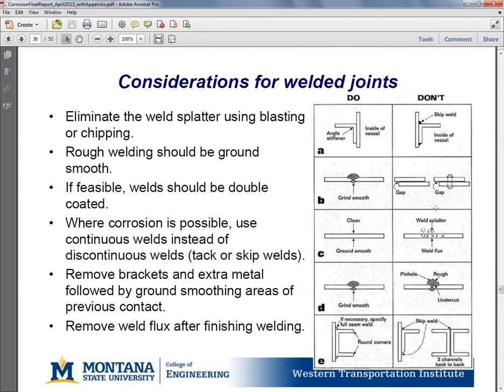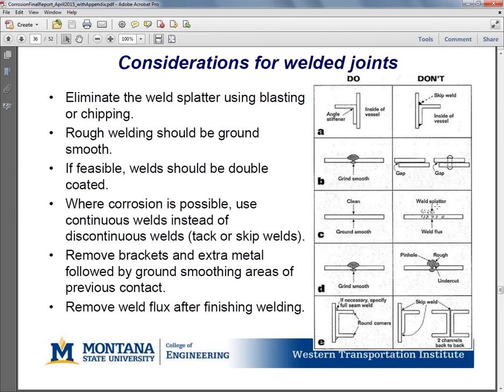Considerations for welded joints. On the right, there's a figure of do's and don'ts that's provided in the manual, and I'll quickly discuss what the figure shows. Eliminate the weld splatter using blasting or chipping. Rough welds should be ground smooth. If feasible, welds should be double coated. Where corrosion is possible, use continuous welds instead of discontinuous welds, like tacks or skip welds. Remove brackets and extra metal, followed by grinding smooth areas of previous contact. And remove weld flux after finishing the weld.